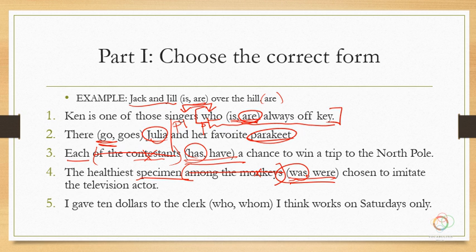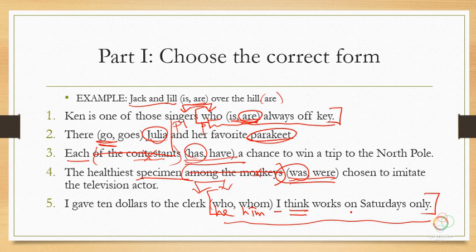I gave $10 to the clerk who or whom I think works on Saturdays only. Again, this is a dependent clause, and in analyzing this, we should look only inside the dependent clause to determine what's going on here. The pronoun refers to the clerk, and so we know that's singular, but we don't know whether it's supposed to be a he or a him in this case. That's the difference between who and whom. And what you have to do is rearrange the words of the sentence within that clause to read it as normal syntax. And we are going to say this sentence is I think what?